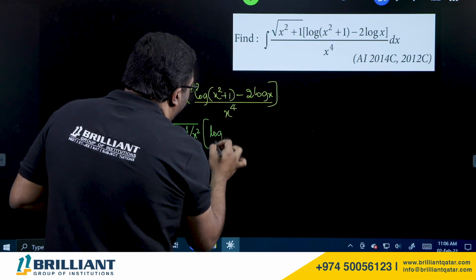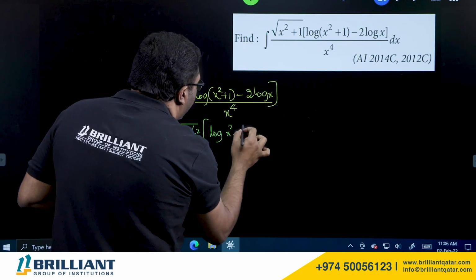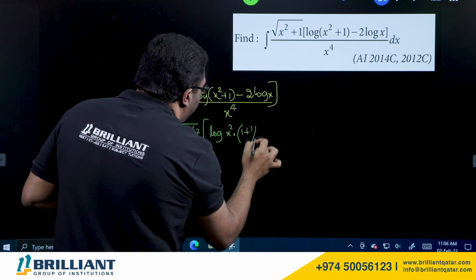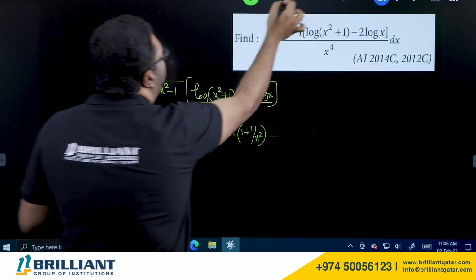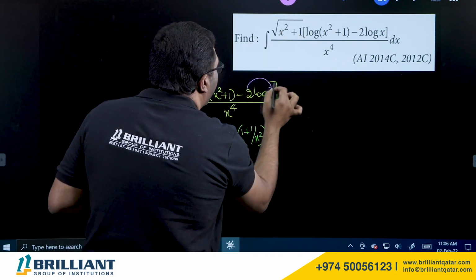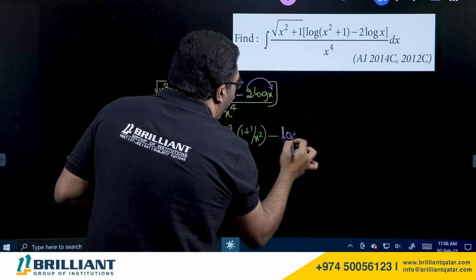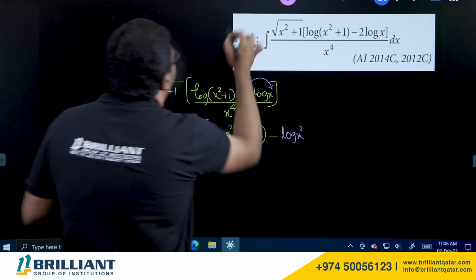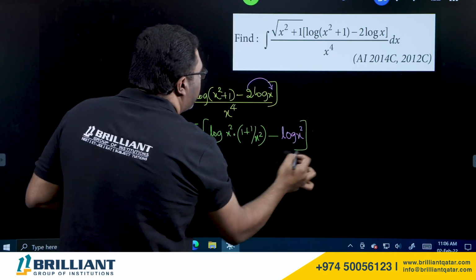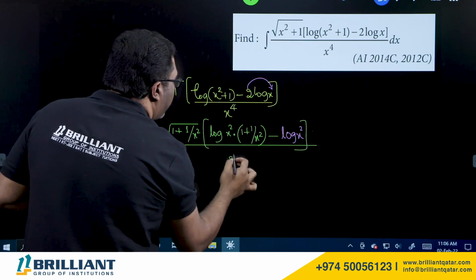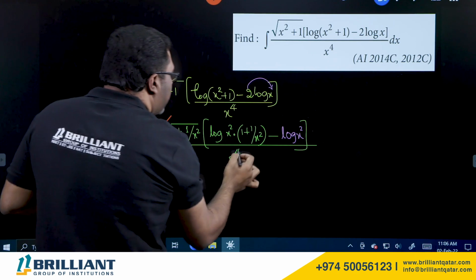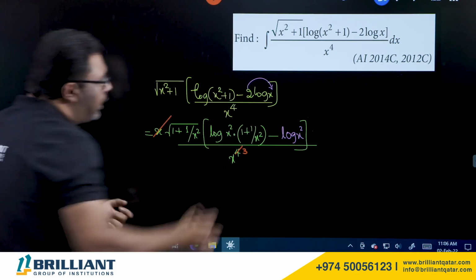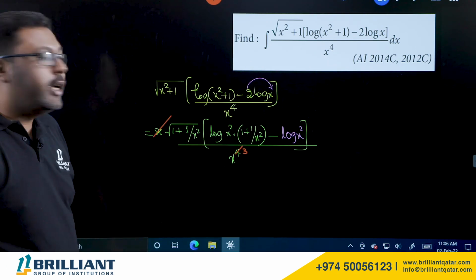So it's going to be log of x squared into 1 plus 1 by x squared minus, according to the property of log, this 2 will go in the power. It is going to become log x squared divided by x power 4. x power 4 is going to make it 3. x and x power 4 is going to make it x cube.